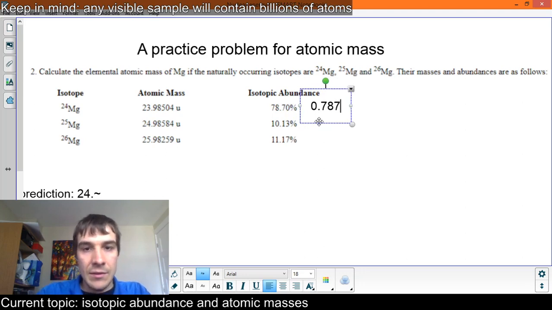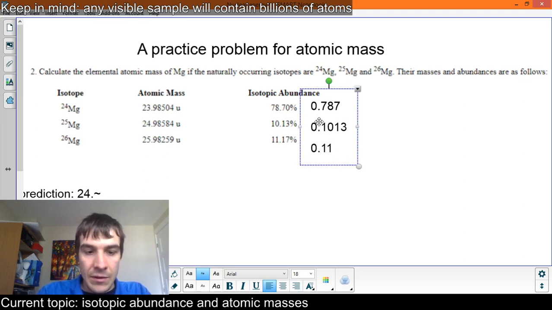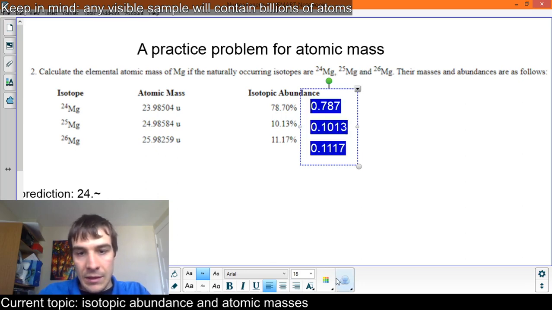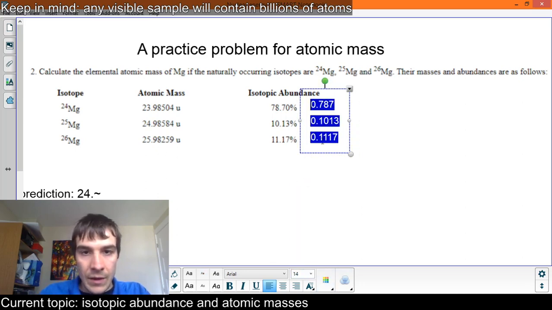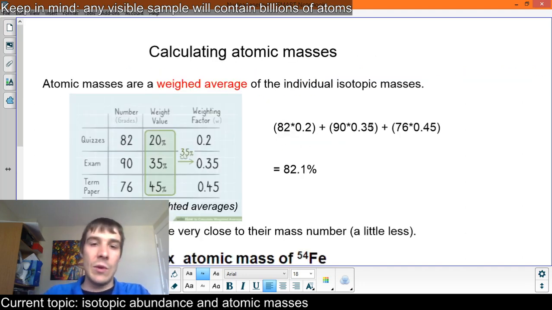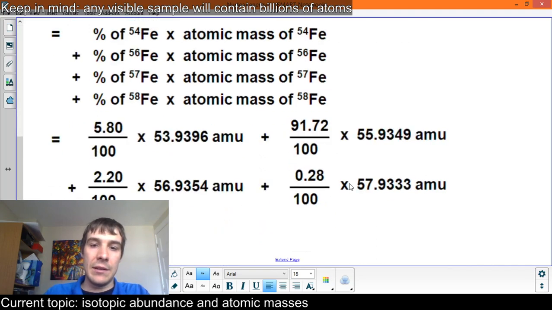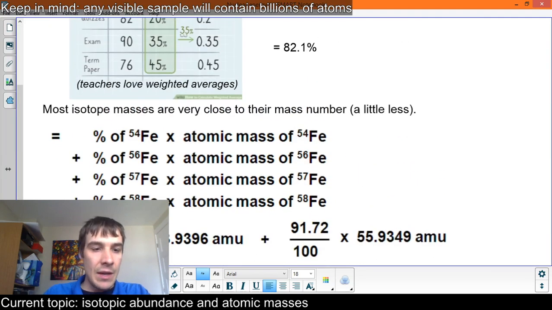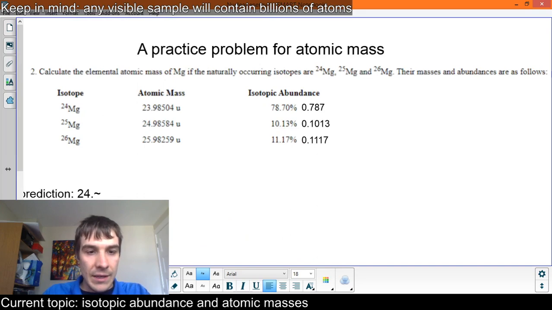So that's 0.787. That one is 0.103, 0.1013, and 0.1117. Let's shrink that a little bit. There we go. There's our weighing factors. And here's our masses. So we do the exact same thing we did back here, or we do the grades times the weighing factor, or here the masses times the percentages. And we can actually calculate it.